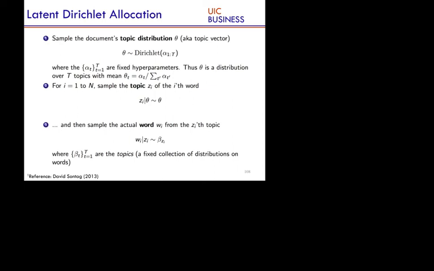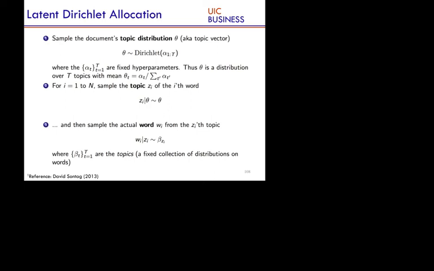And then for each word in your document, let's say your document has n words, you sample the topic zi of the ith word. Let's ignore what the words are. Let's say you want to have n words in your document. For the first word, I'm going to pick a topic, draw a random variable from theta, and that's going to be the topic for that word. And I'm going to do that for all the n words that I want to have in my document.